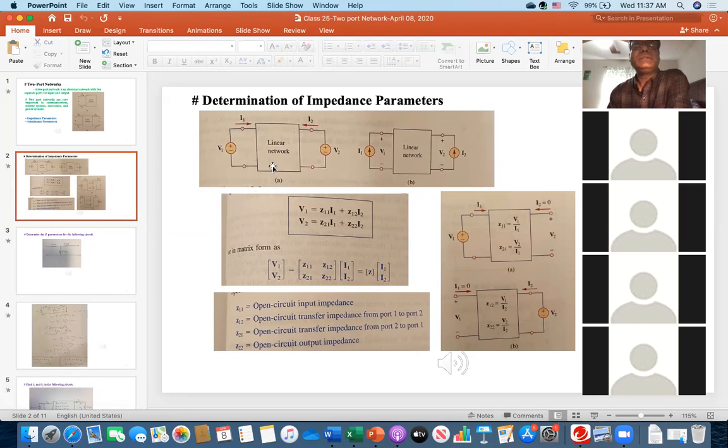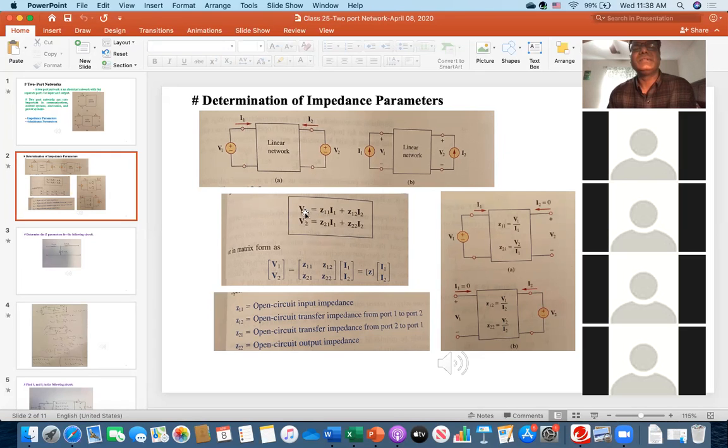Now, as I told you, it's just like a black box. It's only written linear network. So here there is V1 I1 and here there is V2 I2. But how are they related? See, as I told you, they are related through impedance. So therefore, everybody see the generalized equation from here.